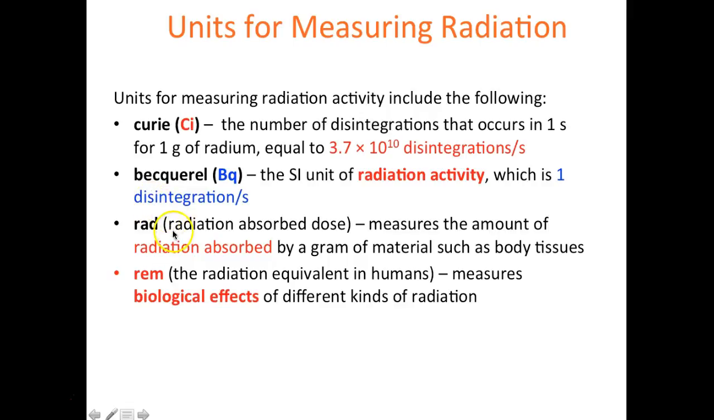But the effect of the radiation on tissue, the biological effect, is measured by two different units. One is the rad, an abbreviation of radiation absorbed dose, and that measures the amount of radiation absorbed by 1 gram of tissue. This could be animal tissue or human tissue, so any tissue. The rem, on the other hand, is the radiation equivalent in humans. It is specific for humans, and it measures the biological effects of different kinds of radiation in humans.